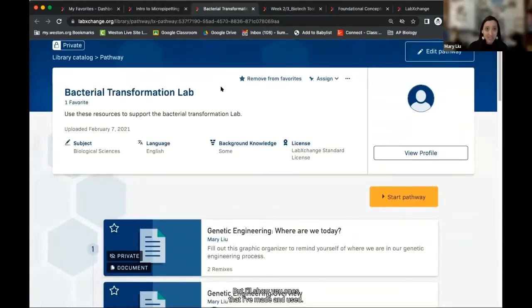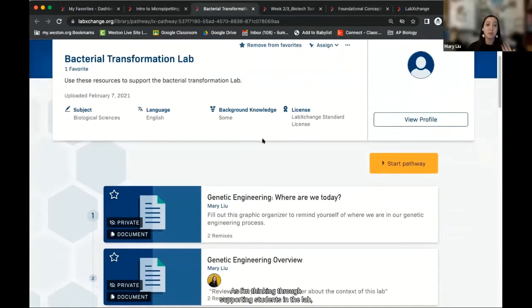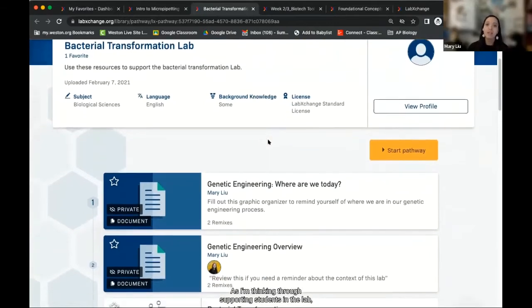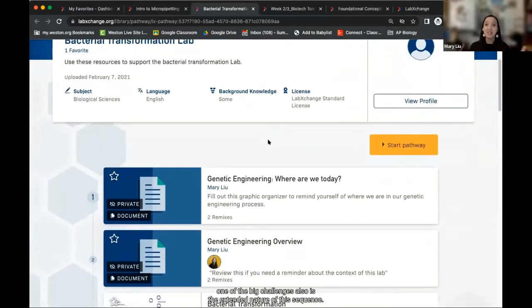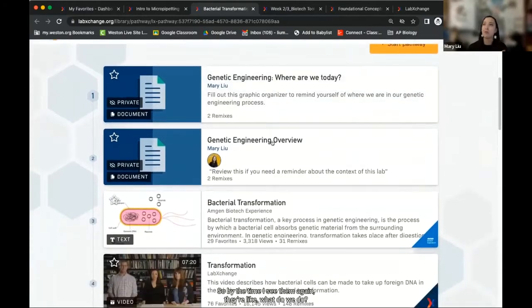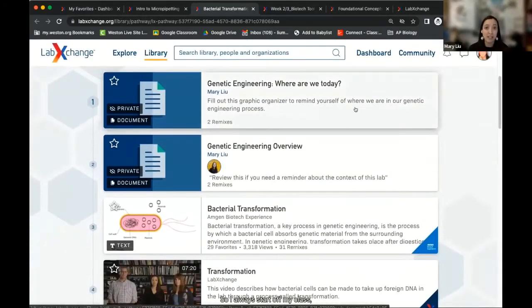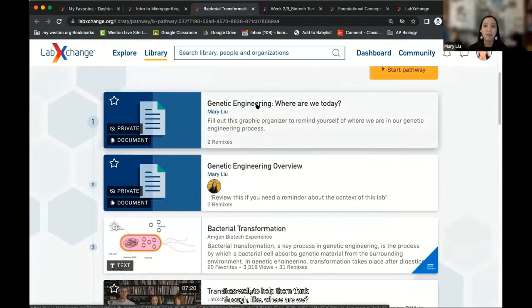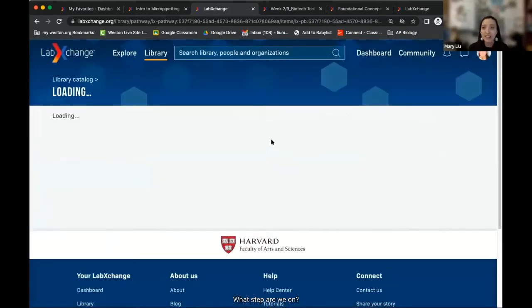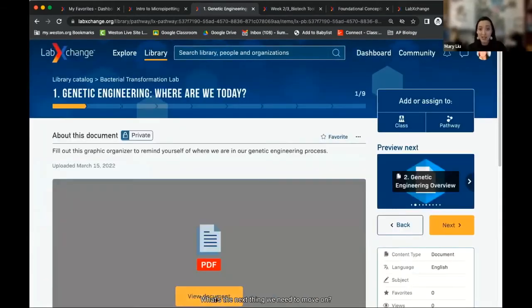As I'm thinking through supporting students in the lab, one of the big challenges is the extended nature of this sequence. It's great that we can go nuts to bolts from one end to the other, but our schedule is a weird rotating 8-day schedule. We don't meet every day. So by the time I see them again, they're like, what did we do? So I always start my class, whether it's in person or through these digital options, by getting them thinking: where are we? What step are we on? Did we complete this part? What's the next thing we need to move on to?